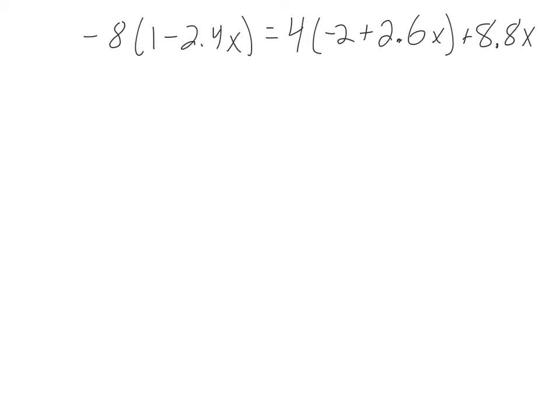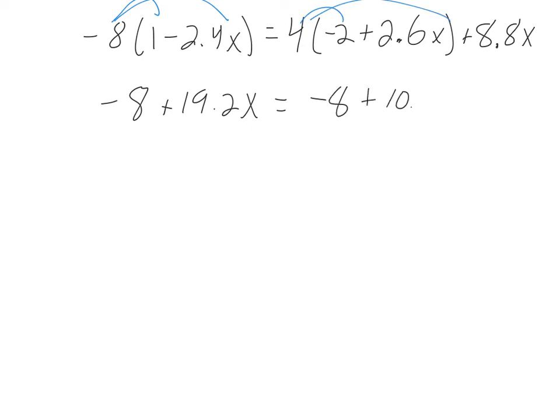For this last problem, the first step we're going to get a calculator for the distribution, because you're dealing with decimals. And we can't clear the decimals right now because they're in the parentheses. So if I distribute the -8, that becomes -8 plus, negative times a negative is a positive, 19.2x equals, now I distribute the 4, becomes -8 plus 10.4x plus 8.8x. So you might need a calculator to do that decimal work.